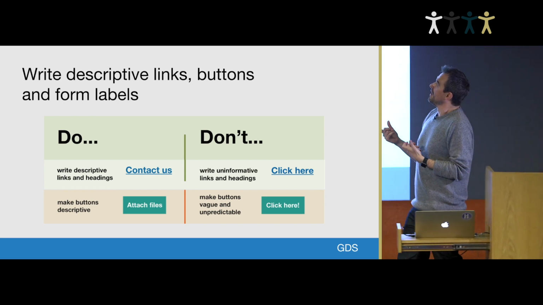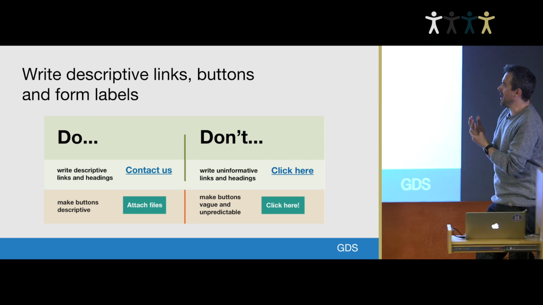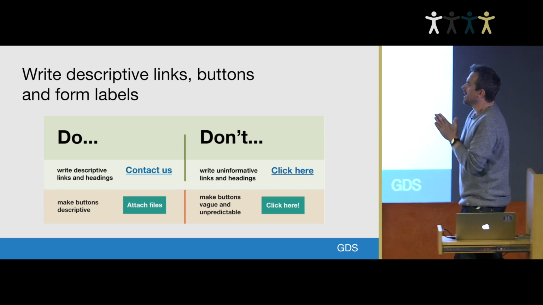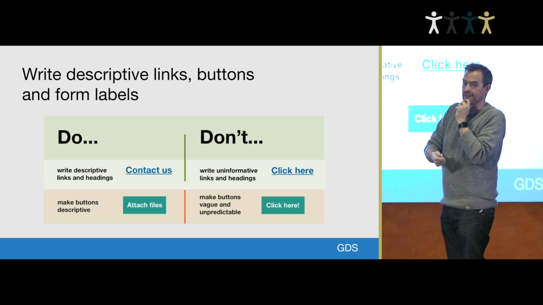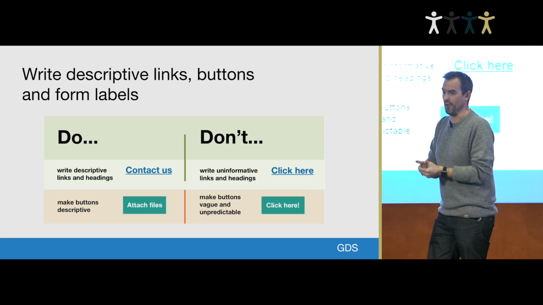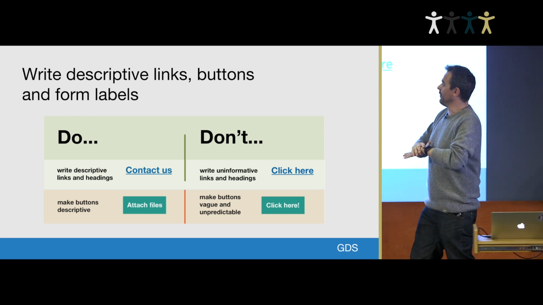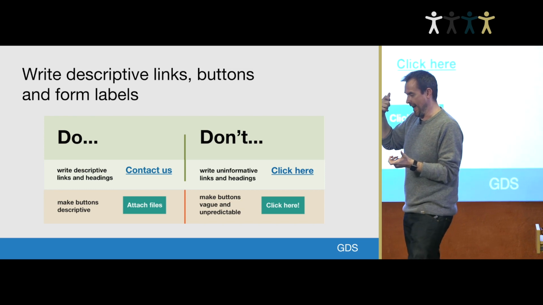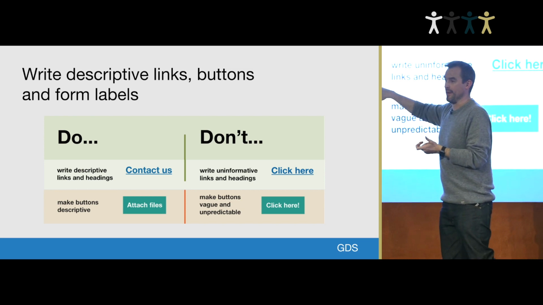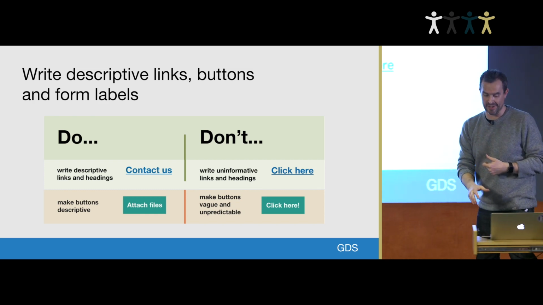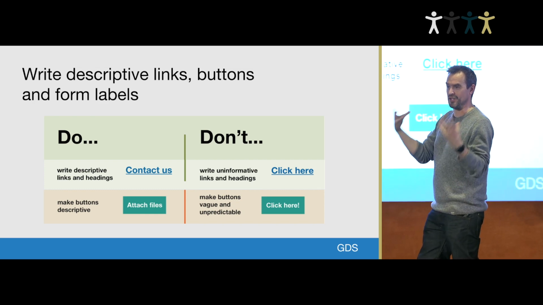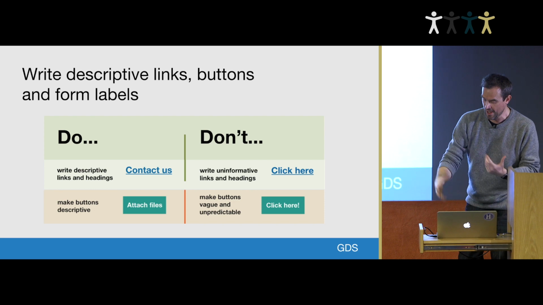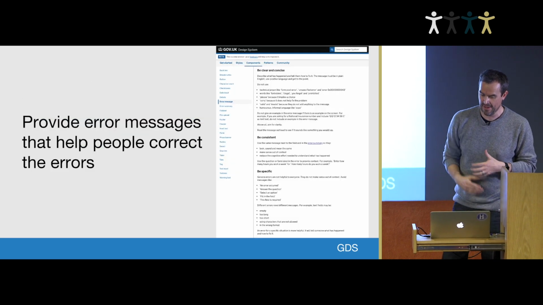Then there's things like writing descriptive links, buttons and form labels, so avoiding things like click here links or click here buttons. People often cite that this is really important for screen reader users, but it's also really important for lots of people. If somebody has got a cognitive impairment, having a call to action that makes sense is just going to make stuff much easier to use. Equally, if you're stressed or just trying to get something done, you don't want to be battling with the words in the page. You want to be able to just know how to interact with that content.